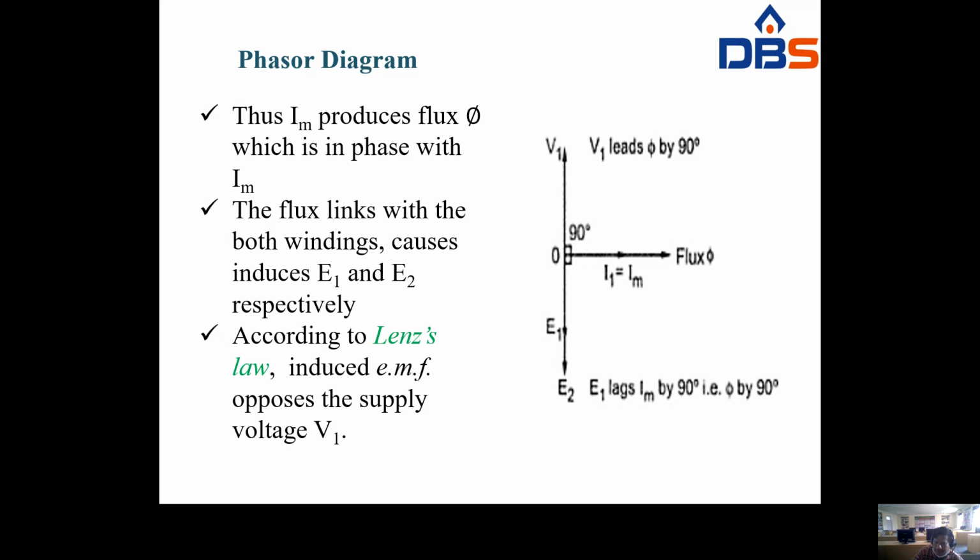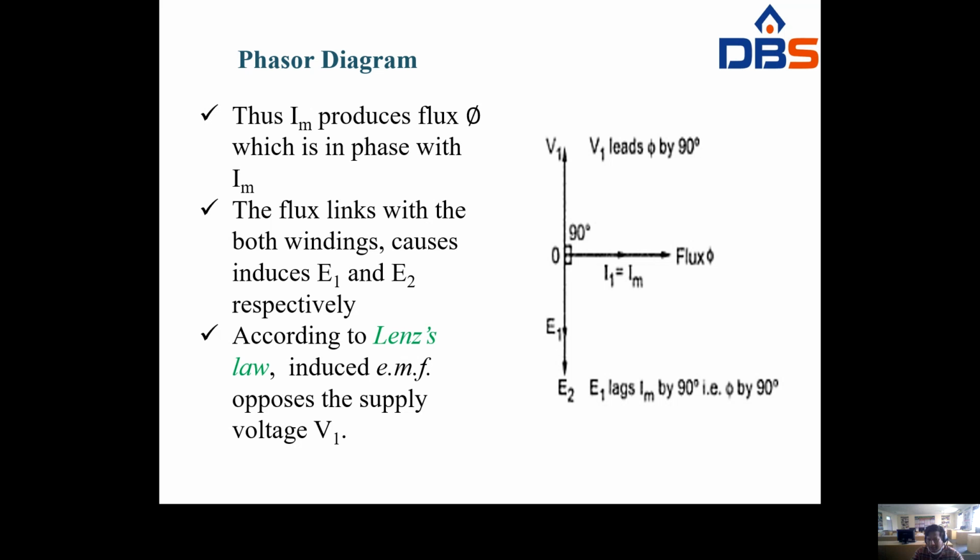Now before that, induced EMF E1 is always lagging the flux by 90 degrees. And E2 is always lagging. Why? Because the resistance is 0, that means totally inductive nature, that is also E2 is always lagging by 90 degrees by E1 or flux, whatever it may be. Now what about V1? V1 is nothing but the terminal voltage applied from the supply.